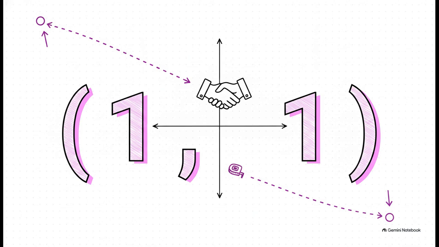Think about it. If you walk from (-1, 3) to (1, 1), and your classmate walks from (3, -1) up to (1, 1), you will have both traveled the exact same distance. You're going to be shaking hands right in the exact middle of the coordinate plane. It completely, 100%, takes the guesswork out of meeting up.